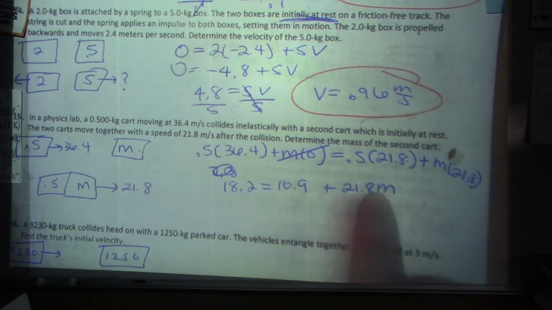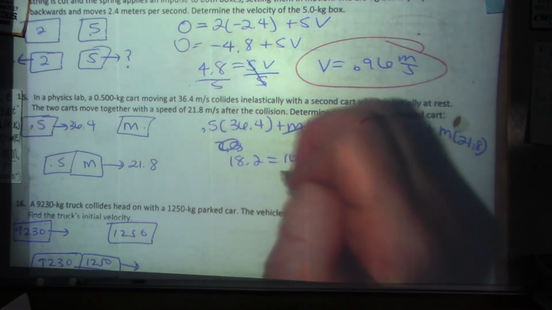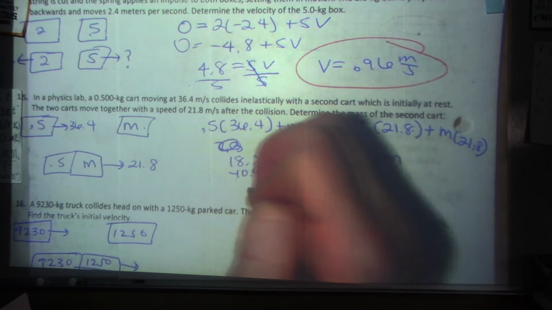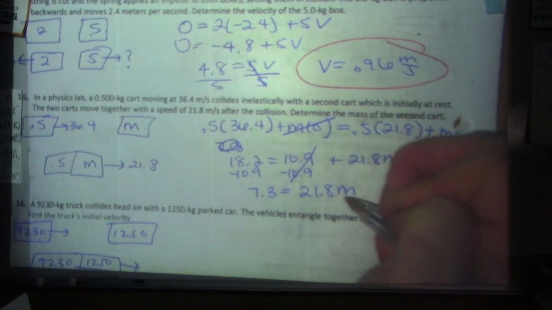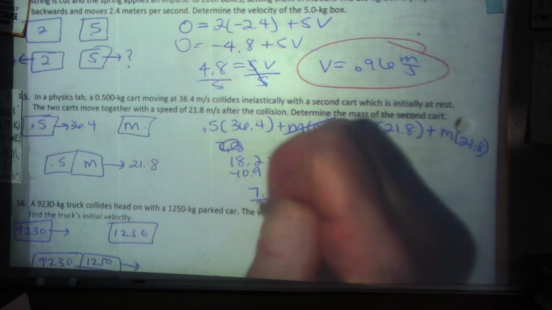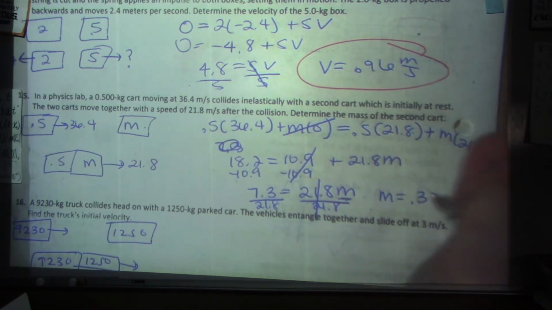Now I cannot combine these because they are not like terms, so I have to subtract this over first. So subtracting the 10.9 over, that's what gives me 7.3 equals 21.8m. And now still trying to get m by itself, so we need to cross off the 21.8, and we do that by dividing it over. And that gives me a mass of 0.33 kilograms.